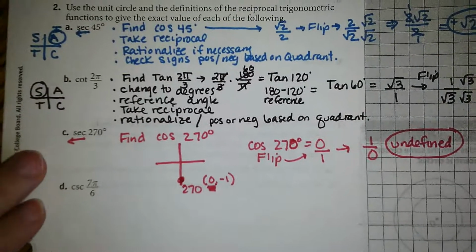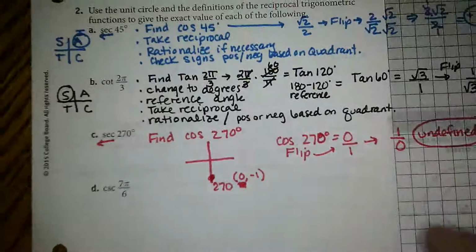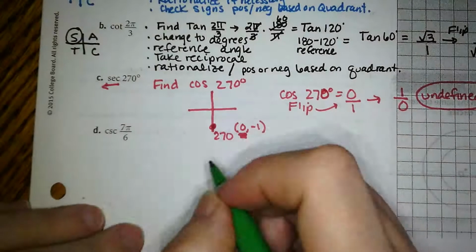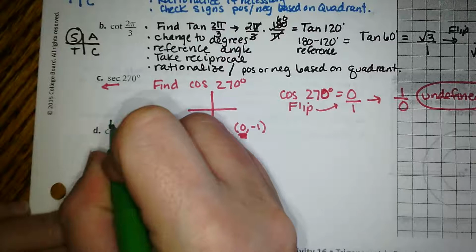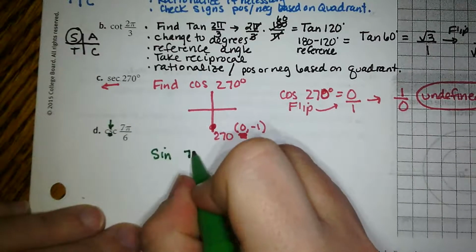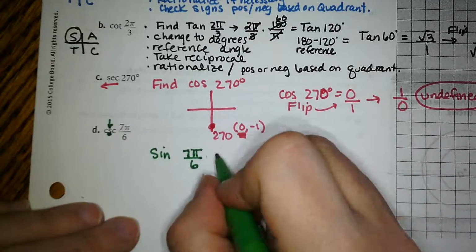And then lastly, we've got cosecant. Let me move this one up. Cosecant of 7 pi over 6. So you know what we need to do. We need to change this to degrees. We have to look and see, this is a sine sandwich. This is a sine function. So we want sine of 7 pi over 6. So we need to change it.